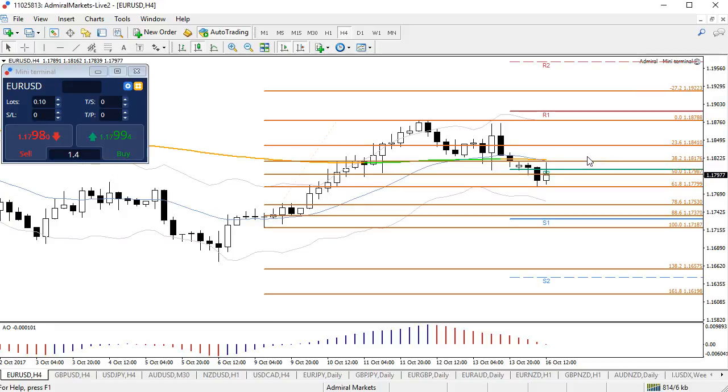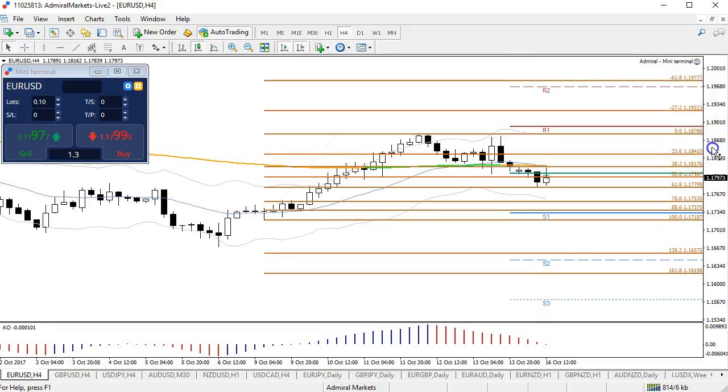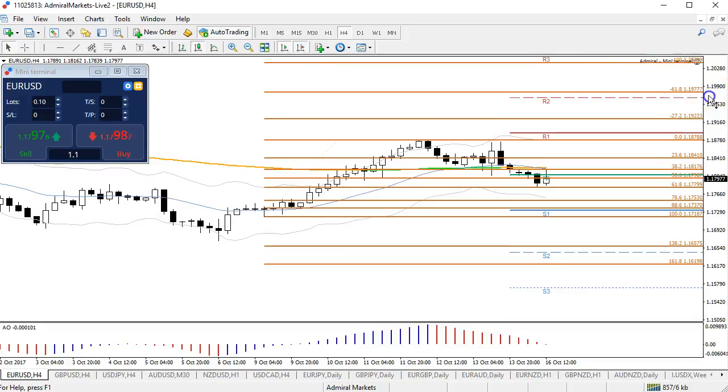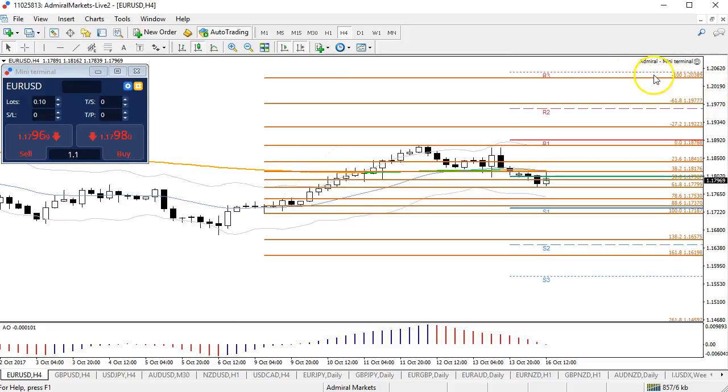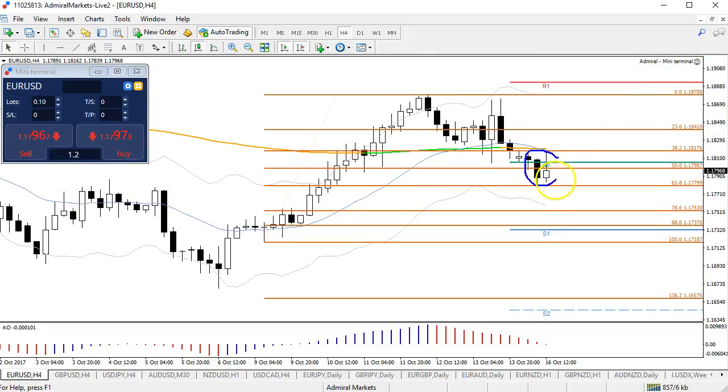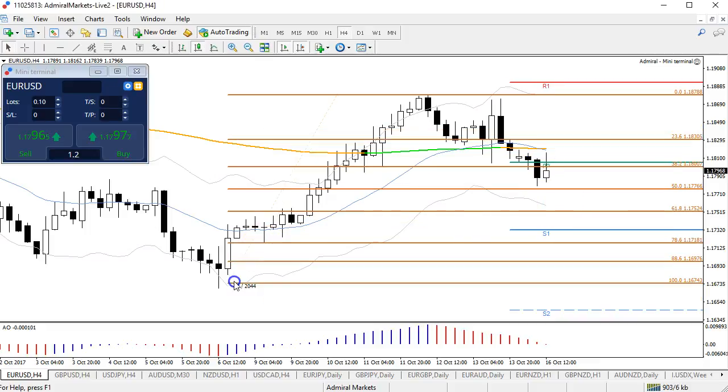The first, maybe the minus 272 target, but I think more importantly, the R2 and the minus 61.8 target at 119.75, /120 of course, which is the round level as well. So that could be upside targets if there is some bullish candlestick pattern here. If we don't get that, and price starts to break through this support level, then I would put the fib from here to here.